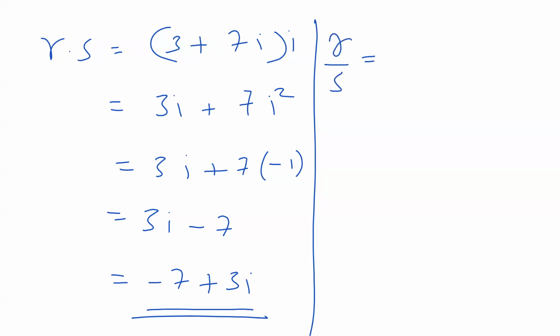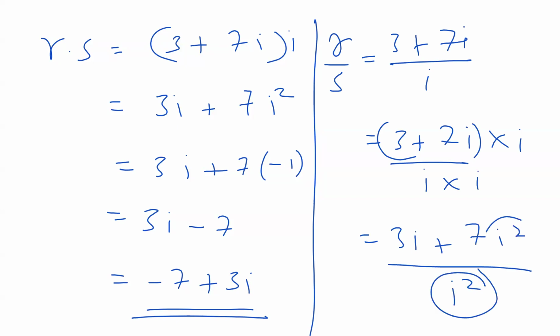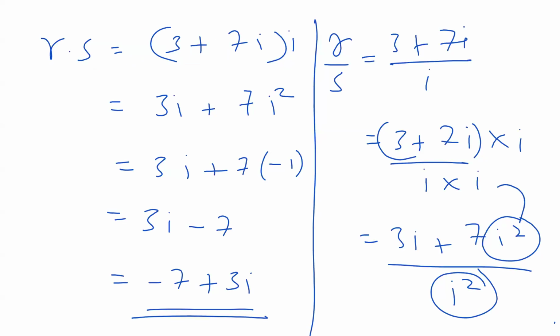And then R upon S will be 3 plus 7i upon i. Now we have a single i in the denominator. So multiply and divide with i. So 3i plus 7i square upon i square. So put i square as minus 1. So 3i minus 1 into 7 is minus 7, upon minus 1.